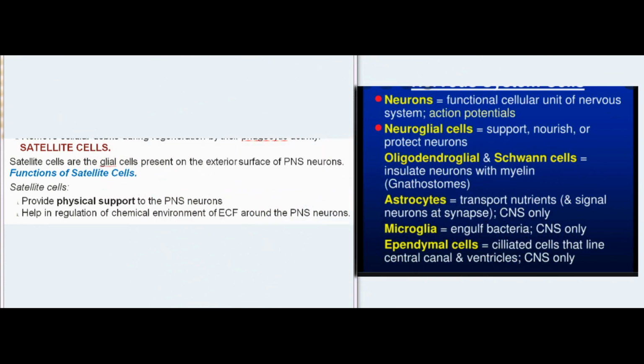Satellite cells. Satellite cells are the glial cells present on the exterior surface of PNS neurons. Functions of satellite cells. Satellite cells provide physical support to the PNS neurons. Help in regulation of chemical environment of ECF around the PNS neurons.